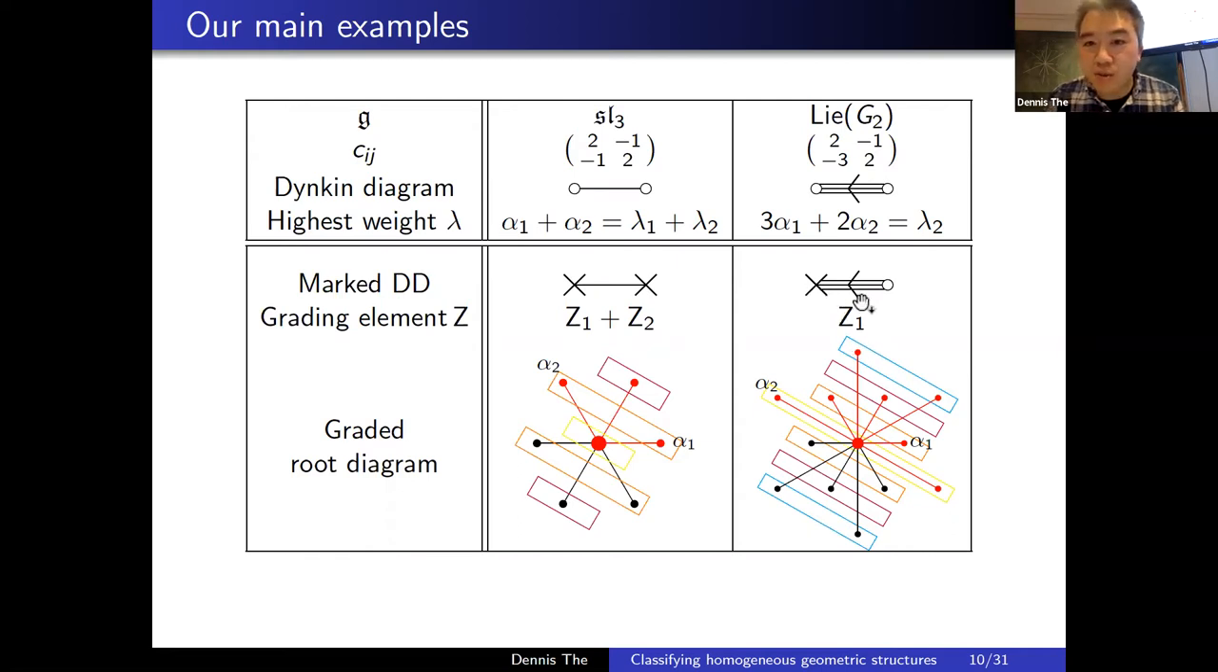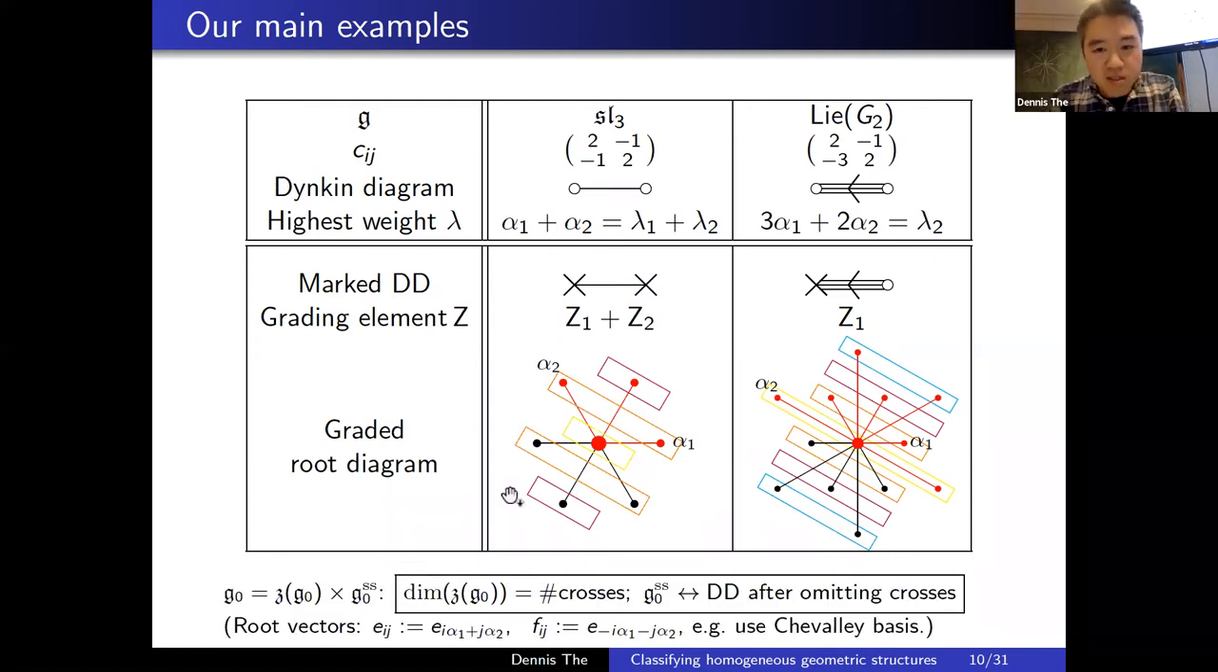The parabolic relevant for 2, 3, 5, you put the cross over here, and this is the corresponding grading element, Z1. So for each of these roots, I have alpha 1 and alpha 2 displayed here. This would be alpha 1 plus alpha 2, 2 alpha 1 plus alpha 2, etc. Z1 grades this to be positive 1, this to be 0, and over here, this to be 3. So I'm just interested in the coefficient of alpha 1, and I forget about the other coefficient. This gives me a stratification, a grading of the Lie algebra from -3 to 3, and that grading is respected by the Lie bracket.